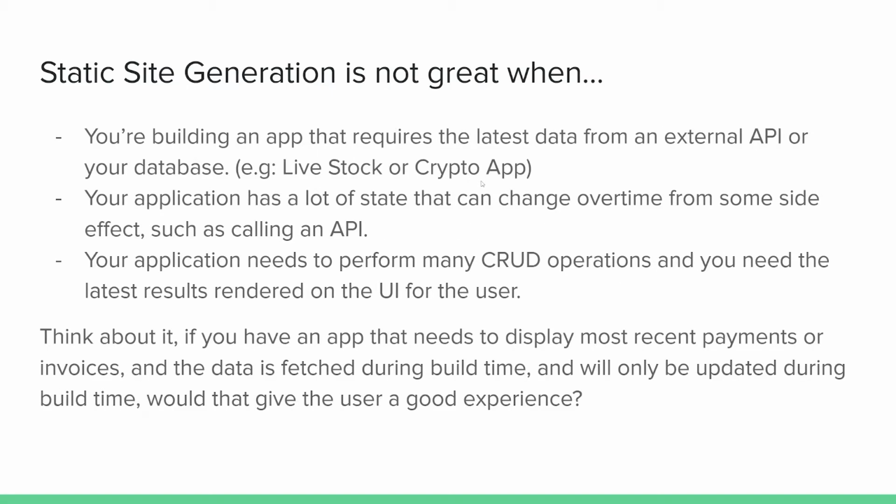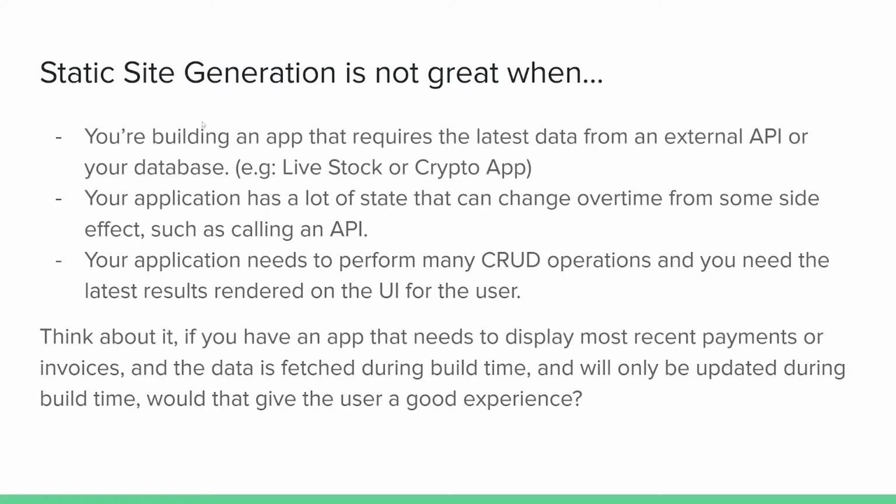So a couple other examples, in contrast, of when static site generation is not great is, let's say you're building an app that requires the latest data from some external source or your own database. So a good example of this would be if you're trying to build some kind of live stock application where you need the latest stock data. You probably don't want to use static site generation for that because your data is going to be changing constantly, like every minute, every second.